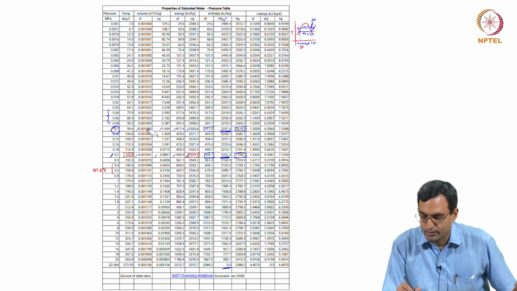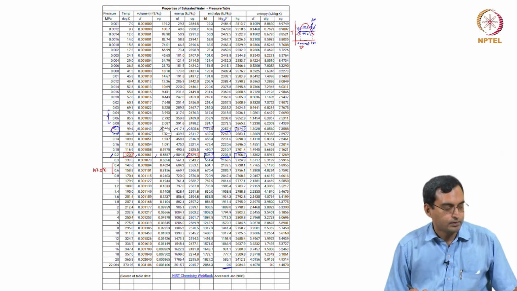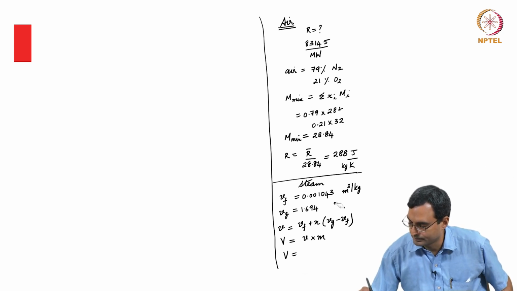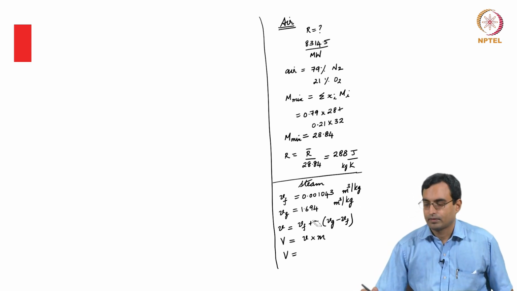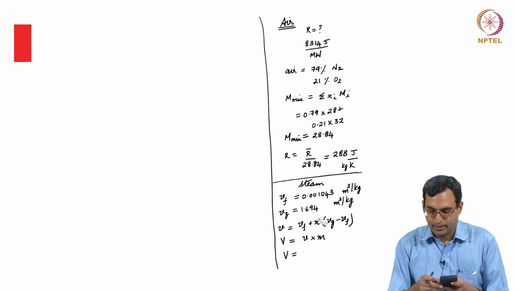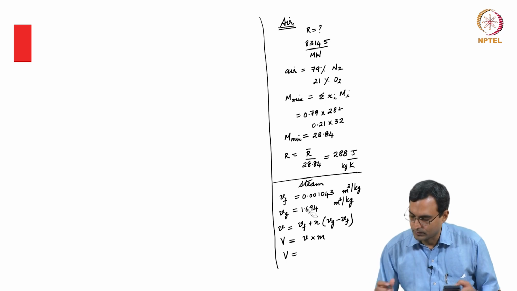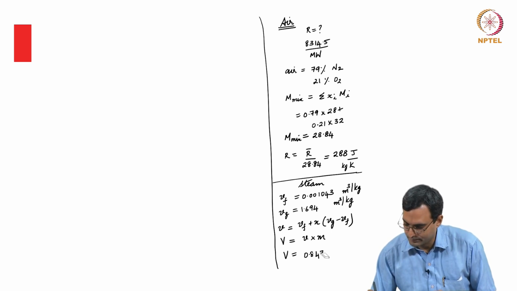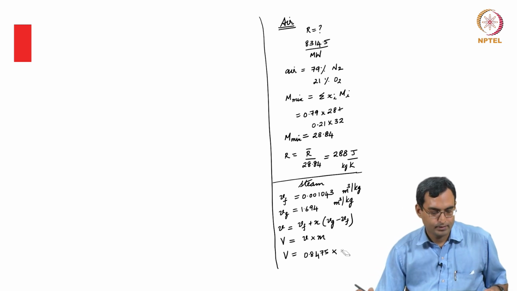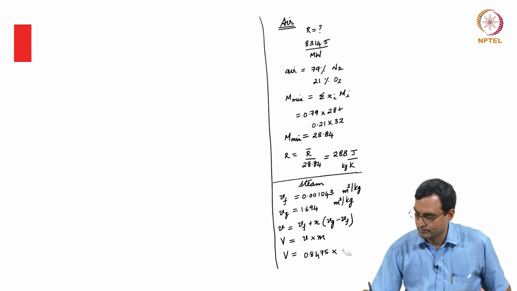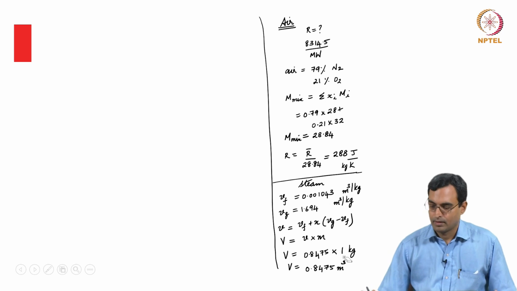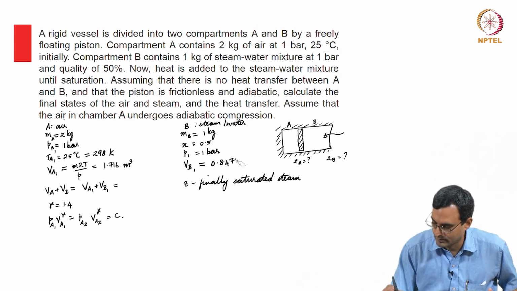So the volume is 0.001043 for liquid and 1.694 for vapor. Both are in meter cube per kg. The dryness fraction is given as 0.5. So I can find out this now. So this is 0.5. These two are known. So let me find out this value. So I have this as being 0.8475 and I have the mass initially as being 1 kg. So essentially I have this as 0.8475 meter cube, which I am going to put over here.